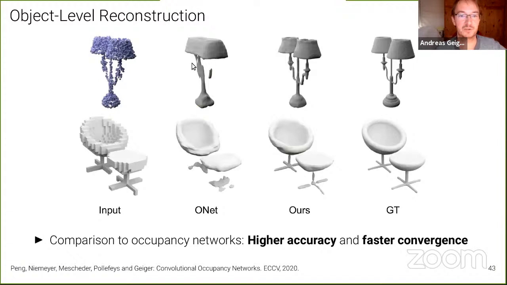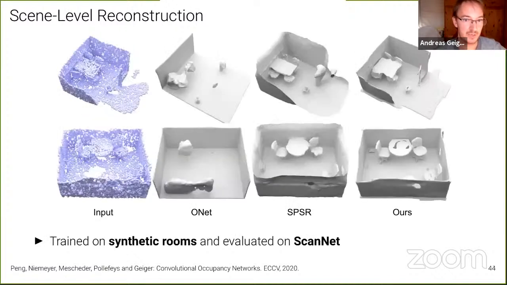So here's some results on single objects. You can see here a point cloud-based input and a voxel-based input, basically super resolution here. The result of occupancy network and the result of the convolutional occupancy network, where you can see much more detail, for instance, on the lamp here. So the advantage compared to the occupancy network is higher accuracy and faster convergence. We also observed empirically that these models converge much faster when you train them.